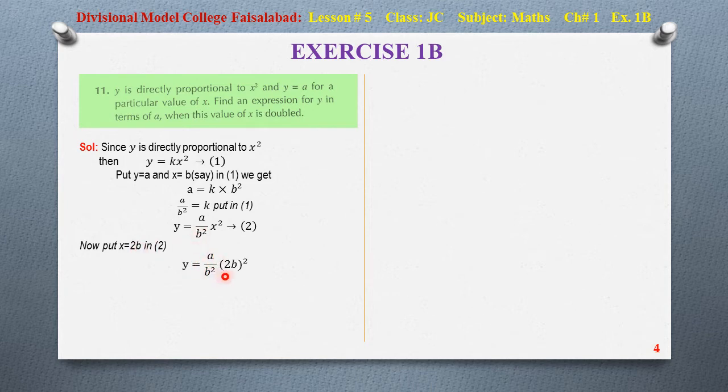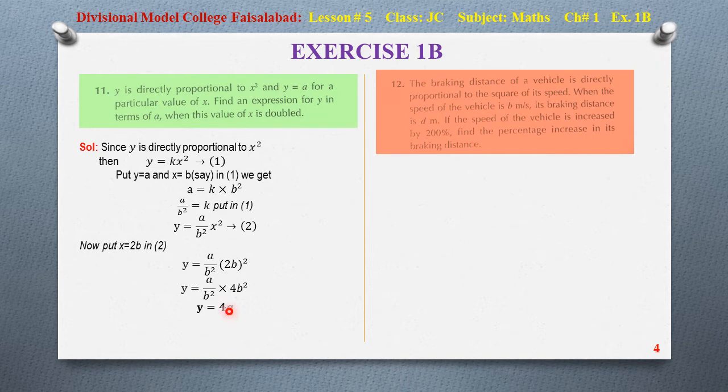Y is equal to a over b square. X square means 2b whole square. 2b whole square means 4b square. This b square is cancelled with b square and we will multiply 4 with a and we get y is equal to 4a. So when the value of x is doubled, the value of y is equal to 4a. It is 4 times the initial value. This is question number 11.